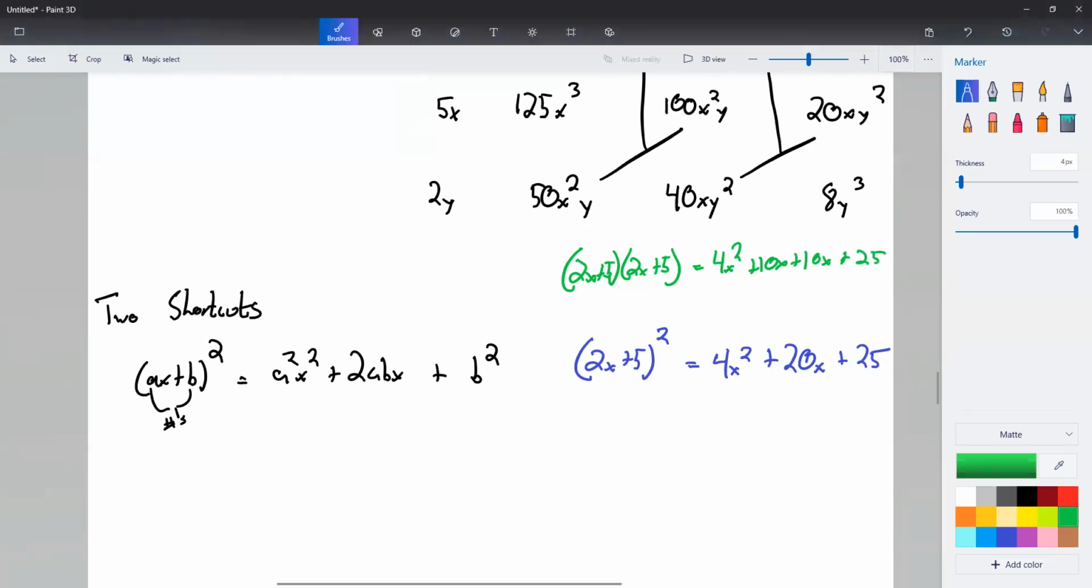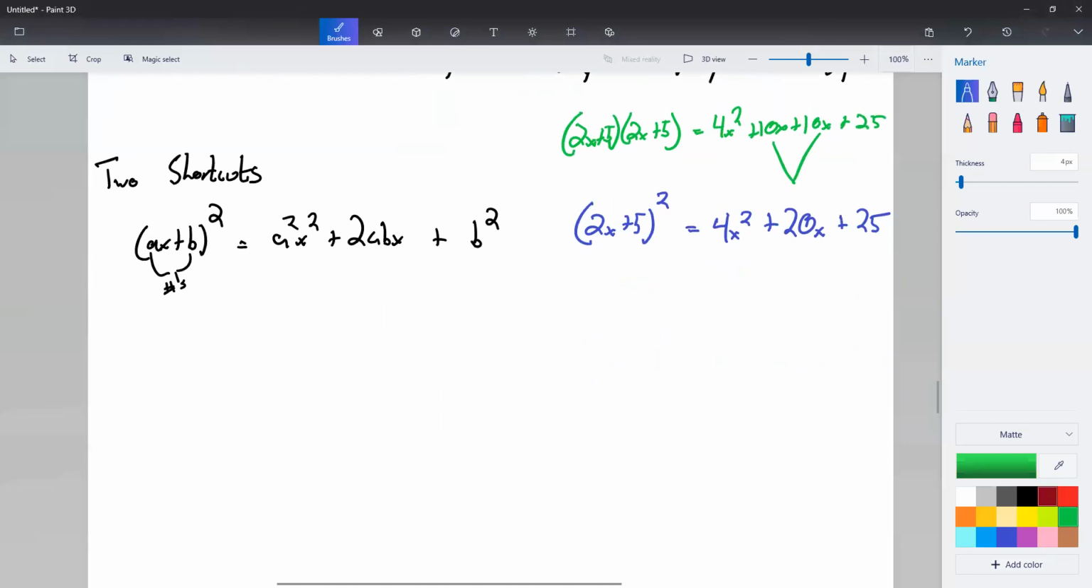Same thing. Go ahead, put the like terms together, 10x and 10x. They go ahead and make 20x. So this shortcut here, (ax plus b) quantity squared, you will always end up with that product. The other shortcut, this is a bit of a longer one.